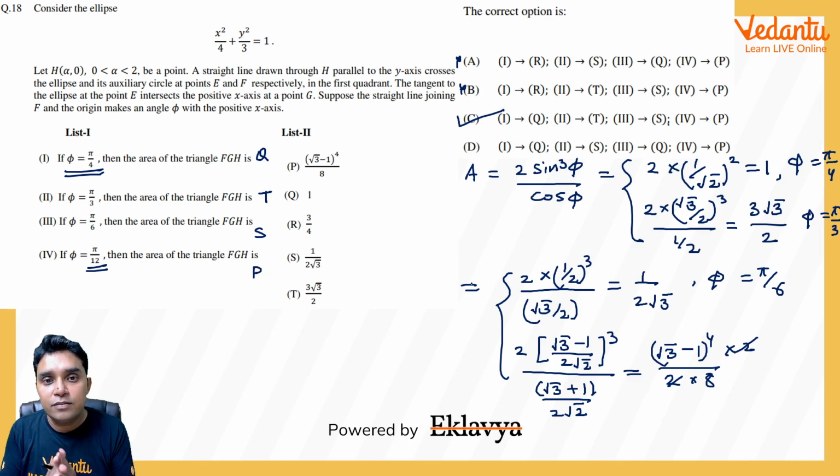So I think this was one of the easiest questions of this paper. Direct use of the result T equal to 0, nothing more than that. So this completes the solution of this question.